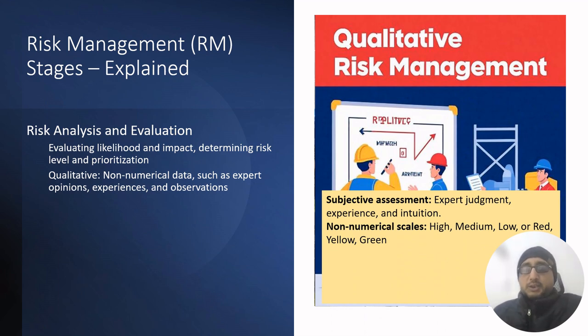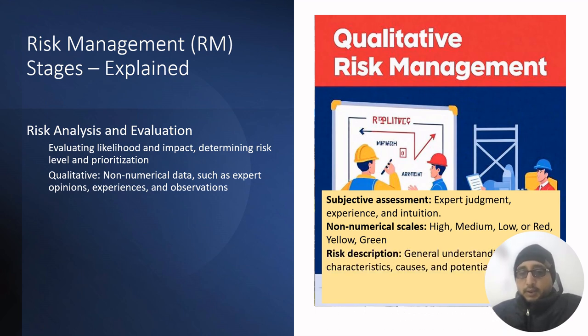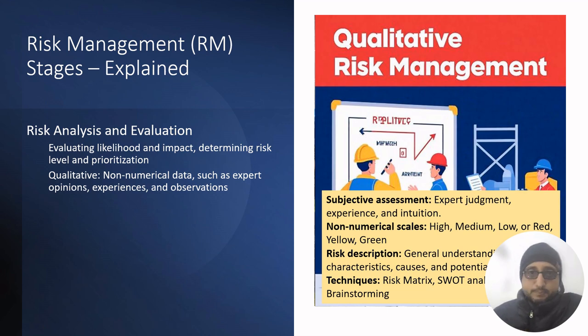It is non-numerical scale based. Here we don't use any numerical values, rather we rate or evaluate the risk on the basis of high, medium, or low. In this approach, we understand or describe the risk on the basis of its characteristics, like what may be the causes or what is the potential harm. We can use different techniques for this approach, like risk matrix, risk scoring, SWOT analysis, brainstorming, etc.